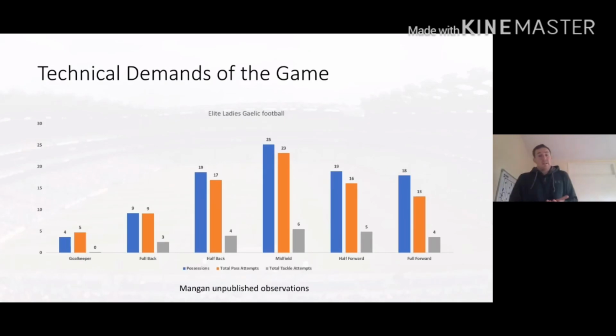The next thing we look at here is technical demands. I just chose 3 performance indicators to look at: possessions, pass attempts, and tackle attempts. So this is all from inter-county match play. And we can see there's a larger variation between positions compared to the running demands, particularly if you compare midfielders to a goalkeeper or full back. So they're going to be on the ball a lot more.